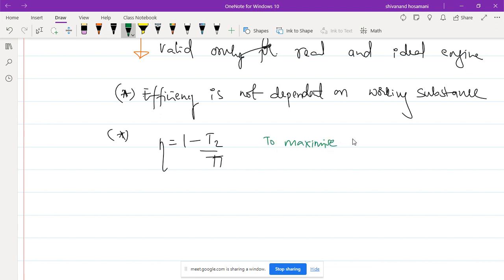So to maximize efficiency, it is easier to decrease T2 rather than increasing T1.